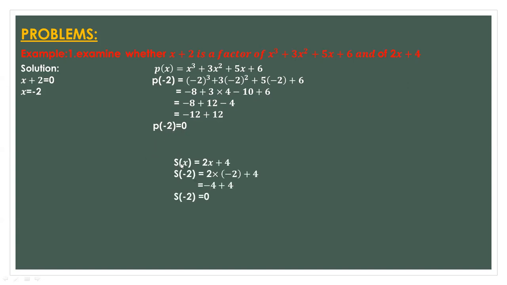So next it is s of x. One more polynomial is given here. s of x is equal to 2x plus 4. Then substitute minus 2 in the place of x. Then we are going to get 2 into minus 2 plus 4. Plus into minus becomes minus, 2 2s are 4, minus 4 plus 4 becomes 0. Hence x plus 2 is a factor of x cube plus 3x square plus 5x plus 6 and 2x plus 4. So one more example here.